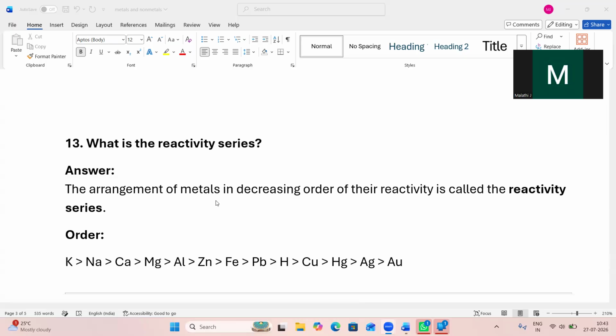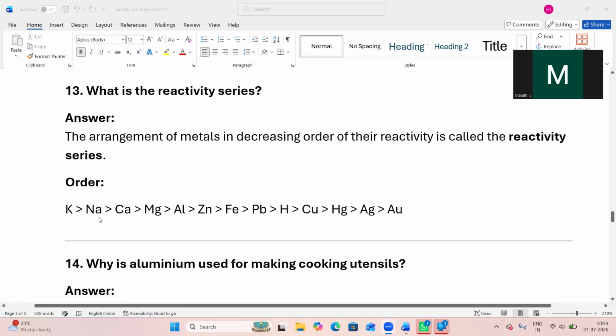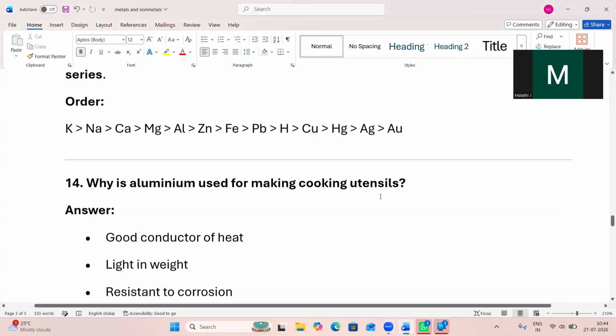The arrangement of metals in decreasing order of reactivity is called the reactivity series. The metals are arranged from high to low reactivity. These metals are highly reactive. If you come to the middle, these are moderately reactive. If you come to the last, these are very less reactive metals. So arranging these metals in decreasing order of their reactivity is called the reactivity series.